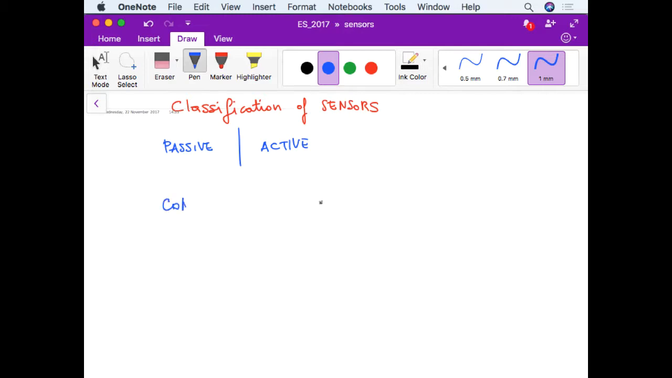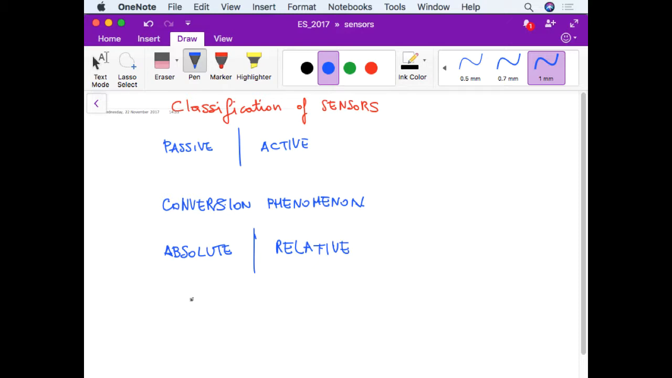One is, of course, on the basis of the conversion phenomenon: the type of physical phenomenon which is exploited in order to convert the stimulus into the signal. The possible categories really depend on the type of sensor, but it's of course a very common way of classifying sensors of a specific type. And in addition to that, a useful classification is between absolute sensors and relative sensors. And this is not obvious from the point of view of definition.